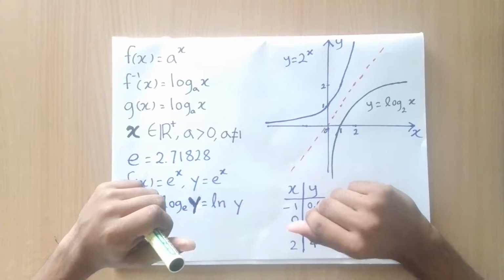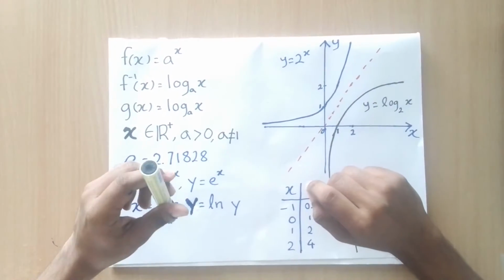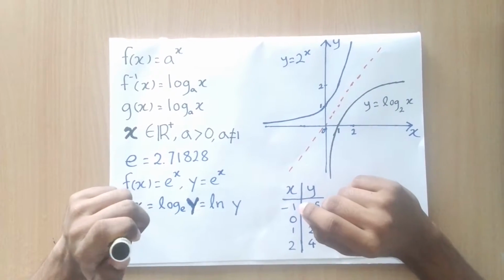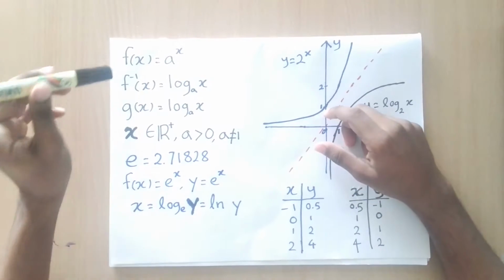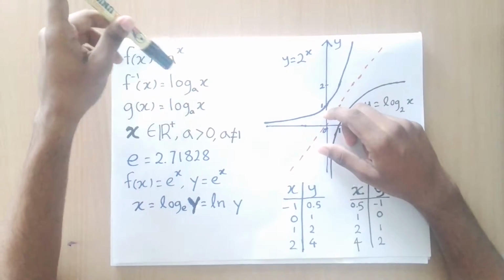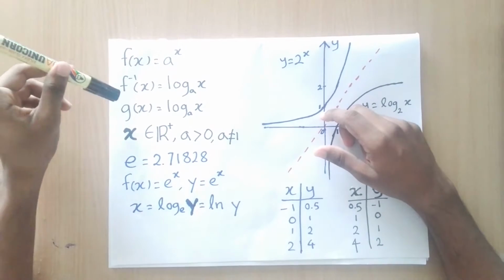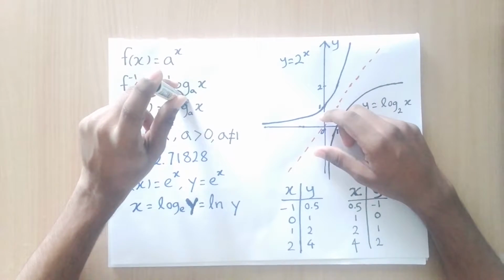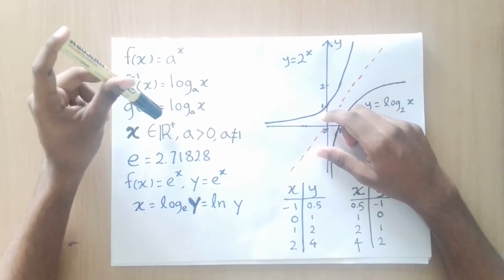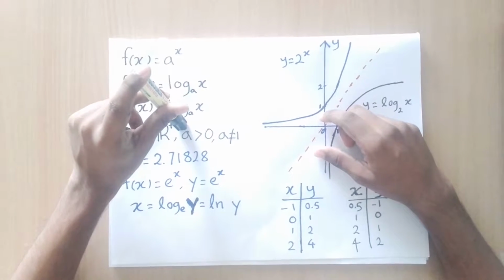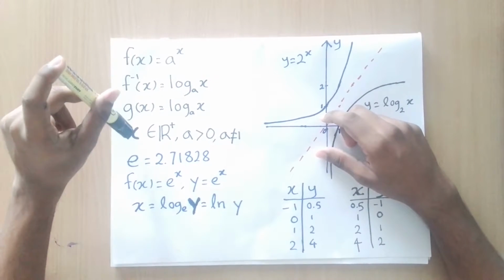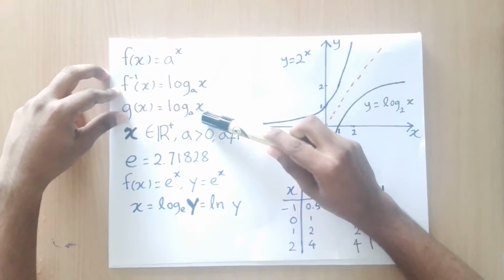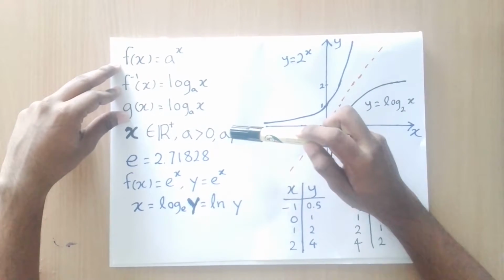In the previous video, we discussed exponential functions. A logarithmic function is the inverse of an exponential function. So the inverse of the exponential function f(x) equals a to the power x can be written as f inverse(x) equals log of x to the base a. This can also be written as g(x) equals log of x to the base a, where x is a positive real number and a is greater than 0, and also a cannot be equal to 1.